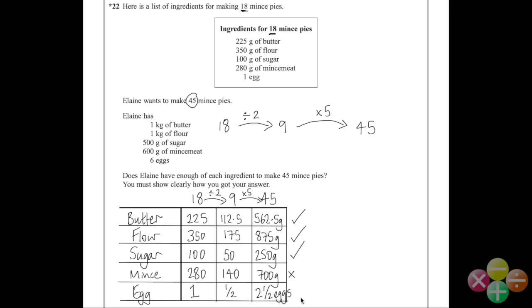She's got 6 eggs. She only needs 2.5. So the problem here is that Elaine does not have enough mincemeat. So the answer to the question, does Elaine have enough of each ingredient? No. And then I elaborated my answer with Elaine does not have enough mincemeat.